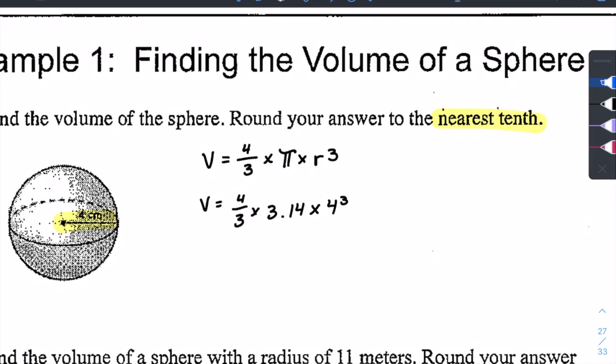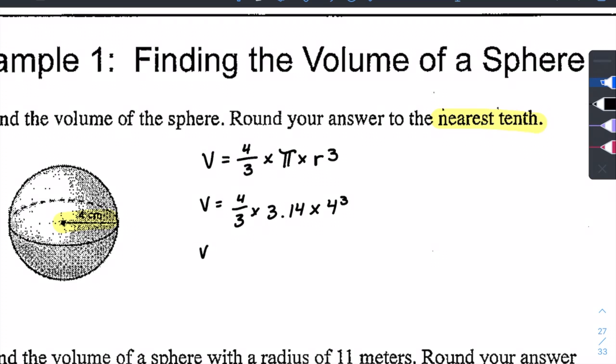If you don't have a calculator that allows that, remember, multiplying by 4/3 a whole number is the same thing as doing that whole number times 4, taking that answer and dividing it by 3. It really doesn't matter which way you do it. I'm going to get rid of my numbers first. So I have 3.14 times 4 cubed, which is 64. 4 times 4 is 16. 16 times 4 is 64.